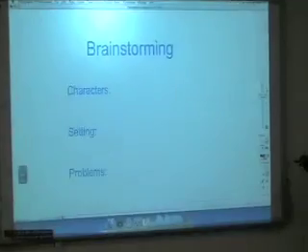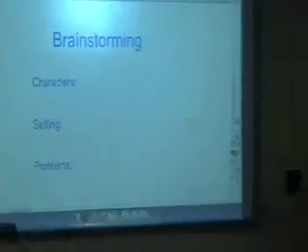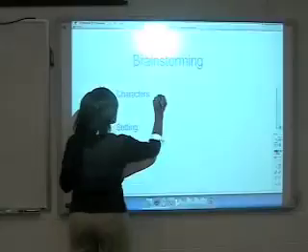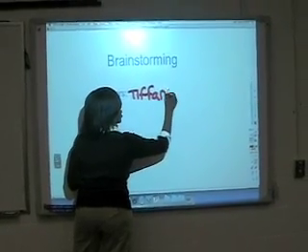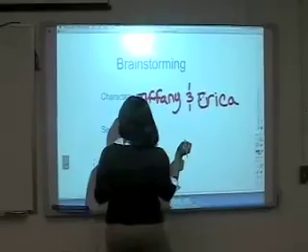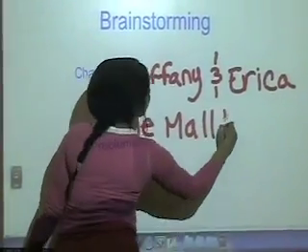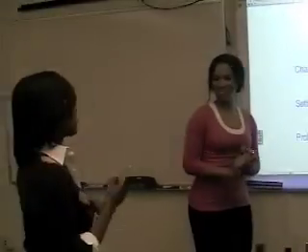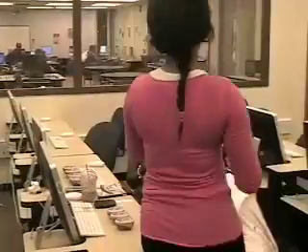Next, we're going to do our own brainstorming. So, tell me some names. Who are the characters in our story? Tiffany? Is Tiffany the only character, or do we have more than one? Me and Eric. And Diamond, can you come back up to the board and give us a setting? The mall. Thank you. You can pass off the pen and she can come up and give us the problem of the story.